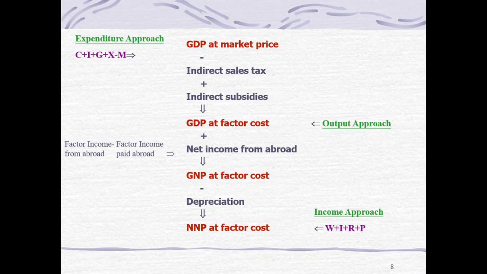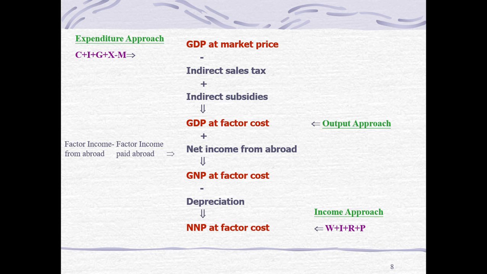Welcome back, friends. So let's look at the quite cumbersome calculation that is done to get national income. We first start with the gross domestic product at market price. First of all, what we do is we subtract indirect tax from it, and then we add indirect subsidies to it.